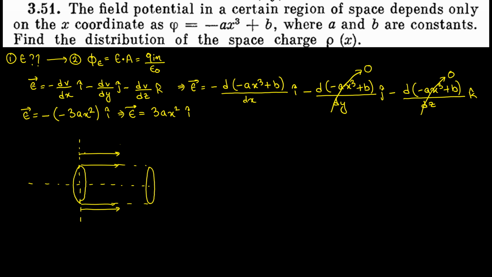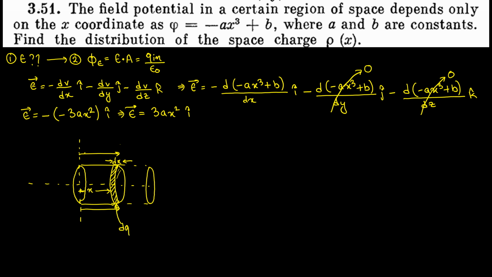So let me consider an elemental charge or elemental length out here, of length dx or of thickness dx, at distance x from the origin. Fair and fine. This is an elemental disk of thickness dx. Now this elemental disk contains dq amount of charge.